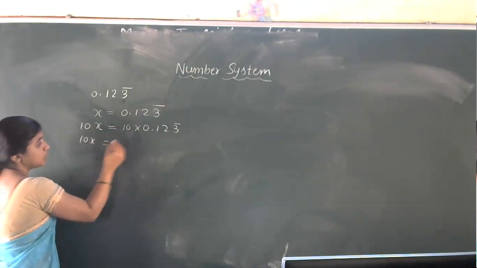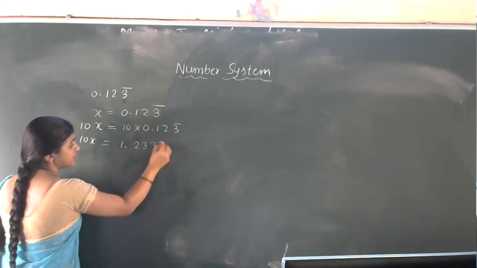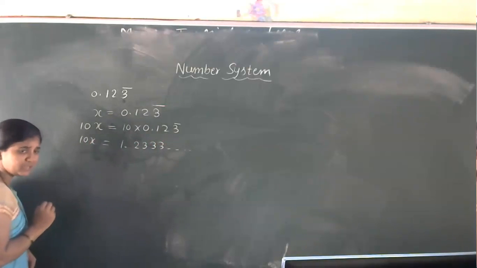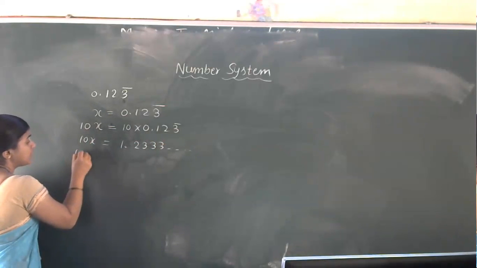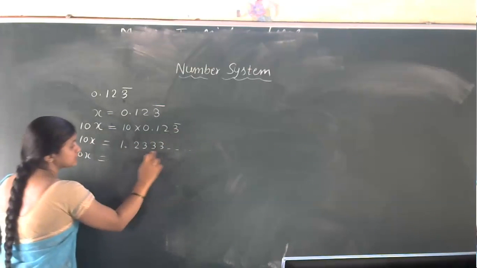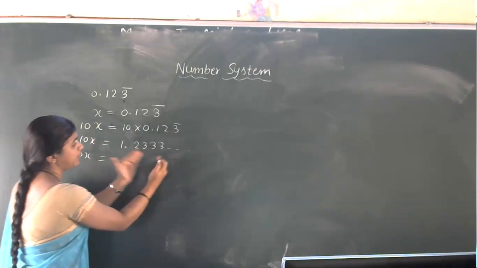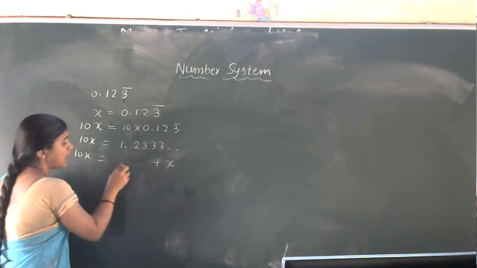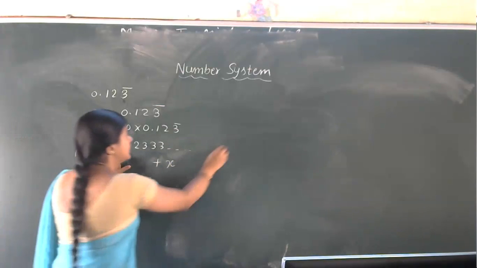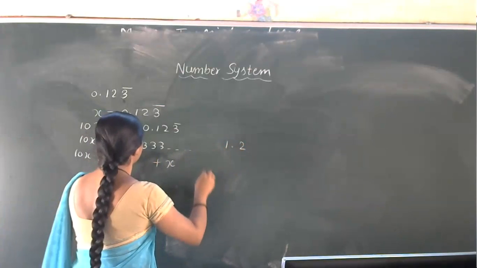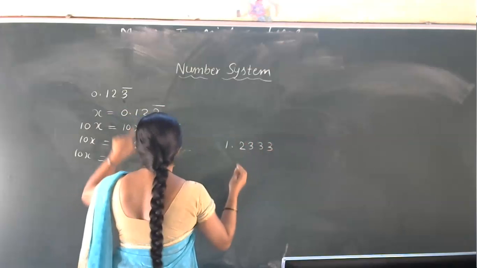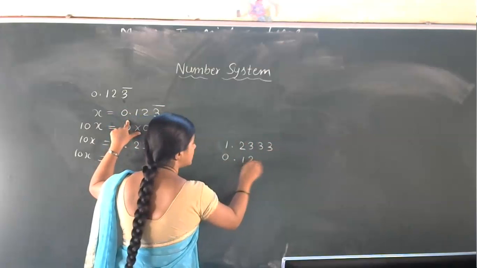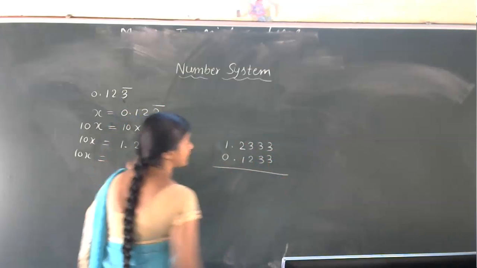10x is equal to, here what we'll get actually, 1.2333 and so on up to infinity, or you can write 1.233 bar. Now 10x is equal to, now we have to split this in the form of some number plus x. So how can we guess this number actually? We have to subtract x from this product, that is 1.2333 bar, then 0.1233. So we have to subtract like this.